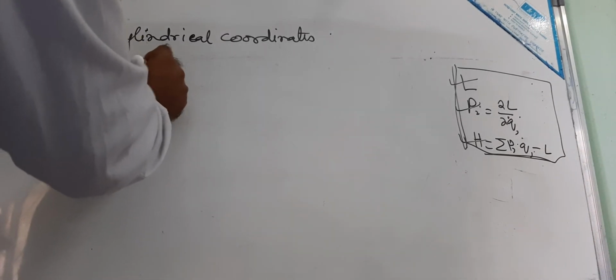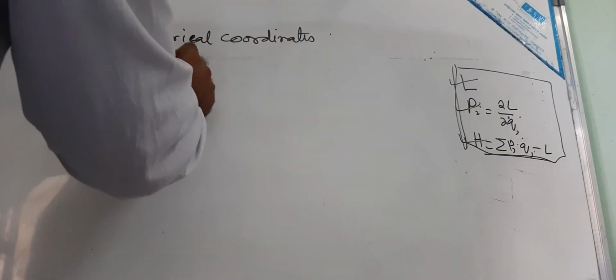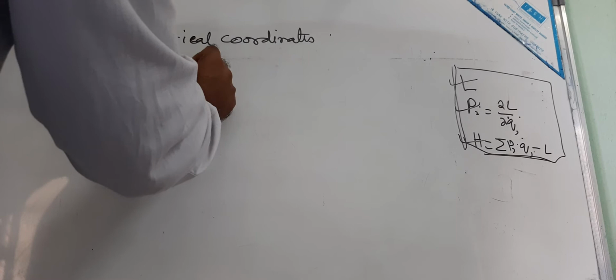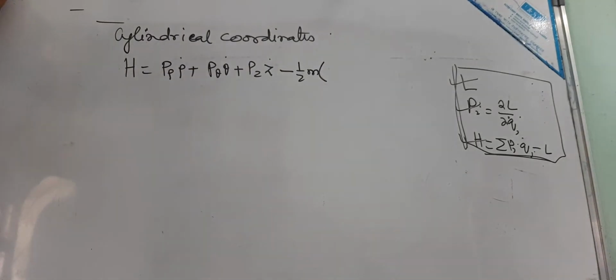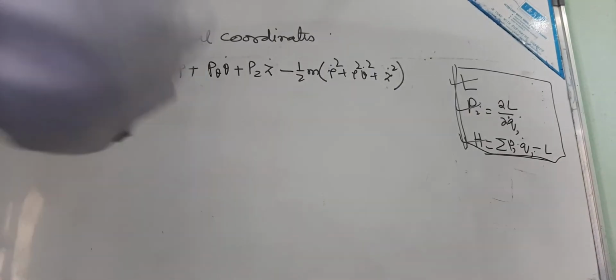So the Hamiltonian equal to the formula summation pi qi dot minus L. So it will be P rho rho dot plus P theta theta dot plus P z z dot, and then minus L. Minus L is how much? Half m, then rho dot square plus rho square theta dot square plus z dot square.